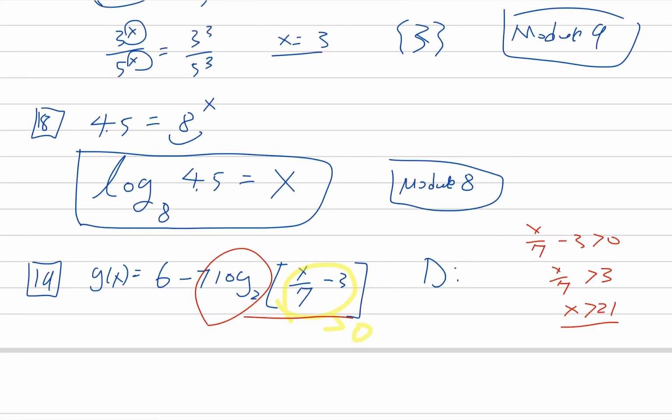So the domain is 21 comma infinity. Here, make sure to exclude 21, because if you plug in 21, it will give us 0 inside, right? So that's the domain. And this one is also from module 8.